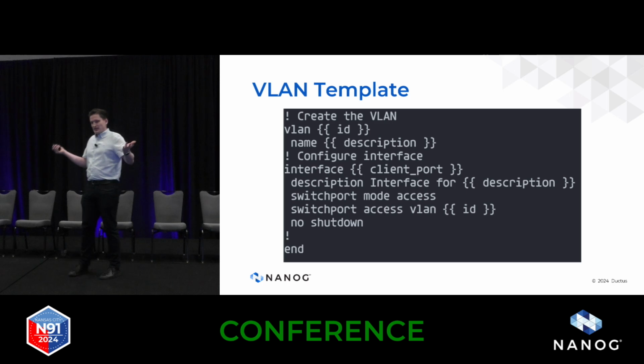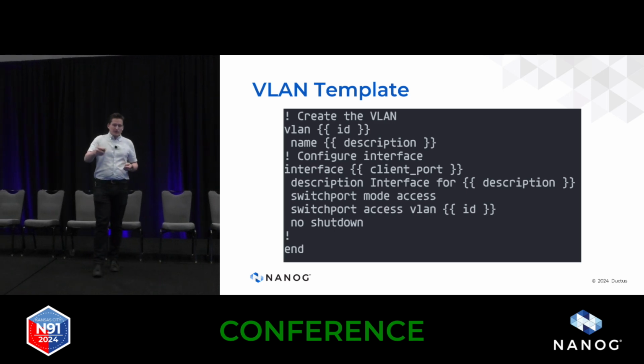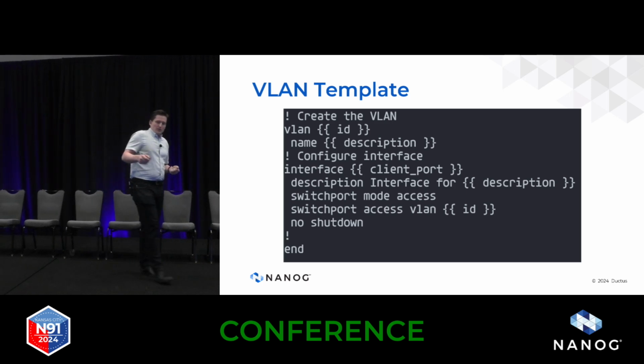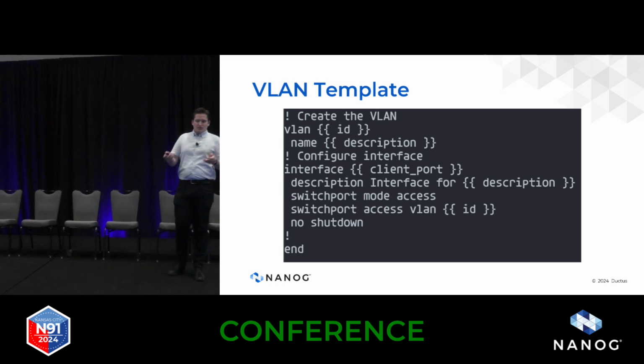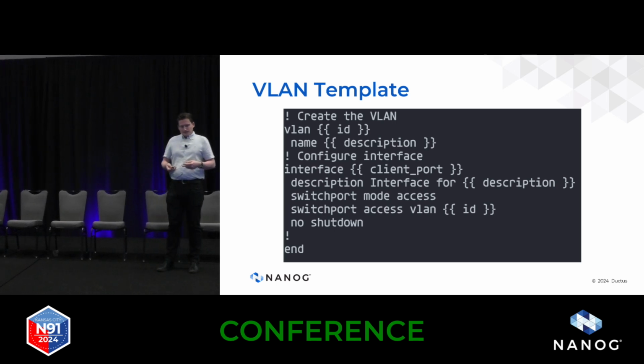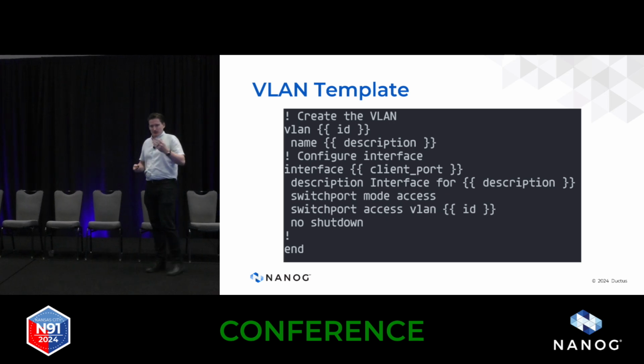Here's an example of a VLAN template. Part of the template anyway, it doesn't do the trunk port, but we create the VLAN, we add it to the interface, configure the interface. It's pretty straightforward to see how that works.